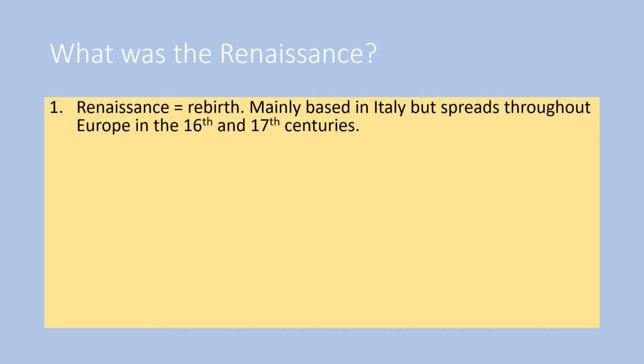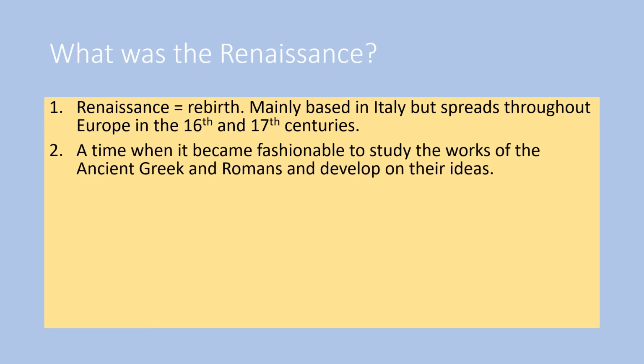So for us, in terms of British history, the Renaissance overlaps with the Tudors and the Stuarts. So Henry VIII, English Civil War, Gunpowder Plot, all of that stuff is happening during the Renaissance. They overlap, they happen at the same time. The reason why these ideas spread so much throughout Europe is because there was much more widespread trade and travel going on at this time.